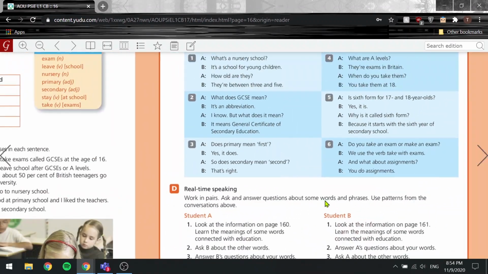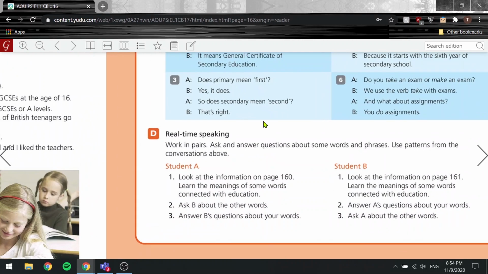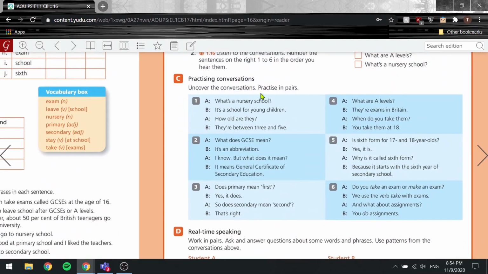Okay, I think we are done for the first part. This is obviously real-time speaking, and since we're all online at the moment, you can work in pairs, answer and ask questions similar to this part right here. But other than that, I guess it's best if we move on to the second or third page of this section.